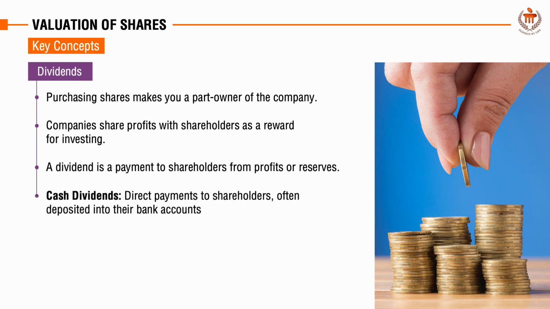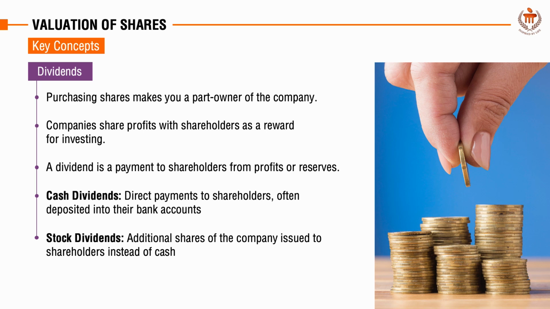Dividends can be in the form of cash dividends or stock dividends. Cash dividends are the direct payments to the shareholders, often deposited in their bank accounts. Stock dividends are the additional shares of the company issued to the shareholders instead of cash.